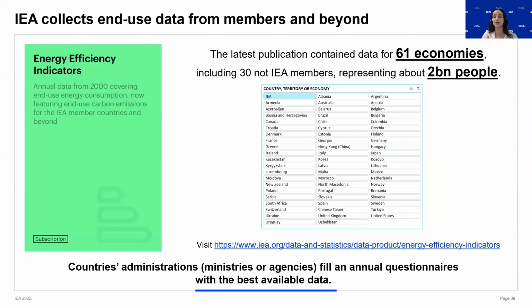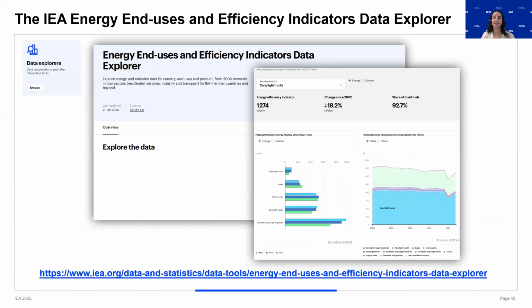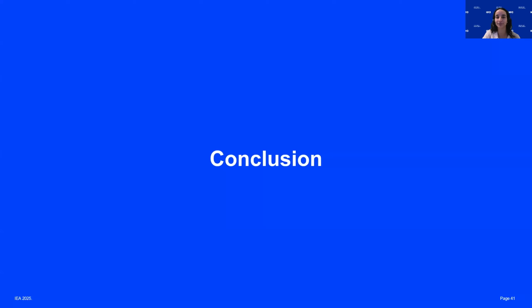This very detailed questionnaire and database covers 31 member countries, plus association countries and beyond the IEA family, which is almost 2 billion people. From all this data collected, the IEA Energy Data Center compiles a large database available on our web page, and a data explorer with a web interface to produce graphs and browse our data, as you can see in the slide. And here you have the link in case you want to dig in.